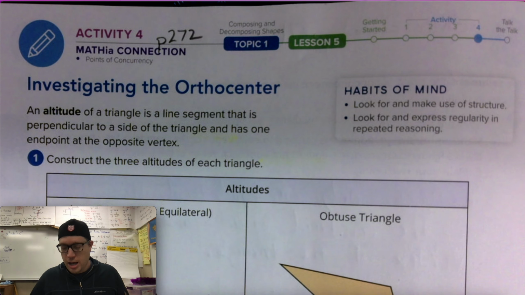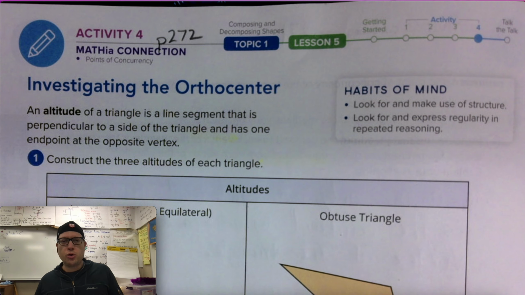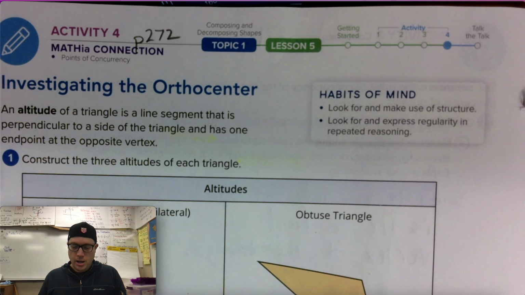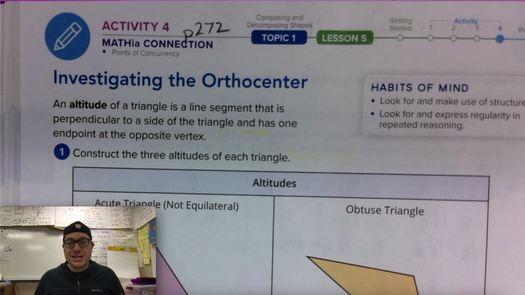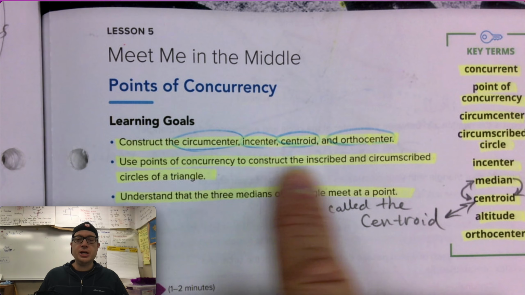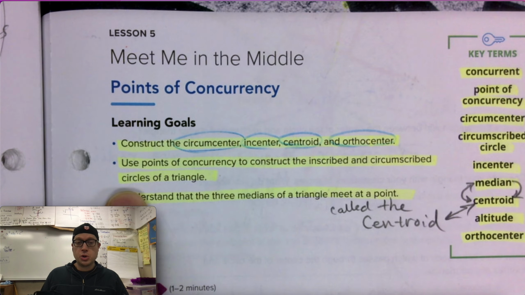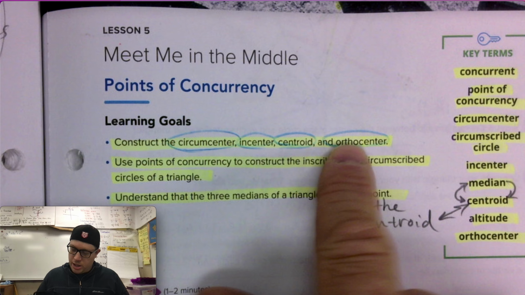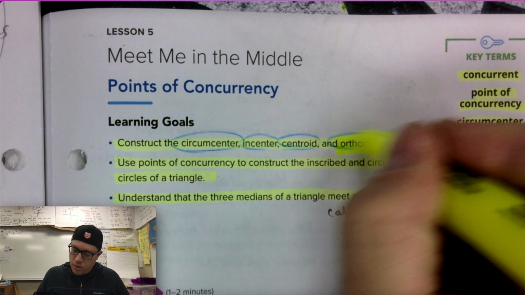If not, go back and watch one of those videos from lesson 3. Good luck finding it. Then you'll see what I'm creating with that, and you can create it yourself from watching one of the previous videos. This lesson on investigating the Orthocenter is directly connected to our learning goals: use points of concurrency to construct the inscribed and circumscribed circles of a triangle. Not that one. We're going to construct the Orthocenter. That's what this video is about.